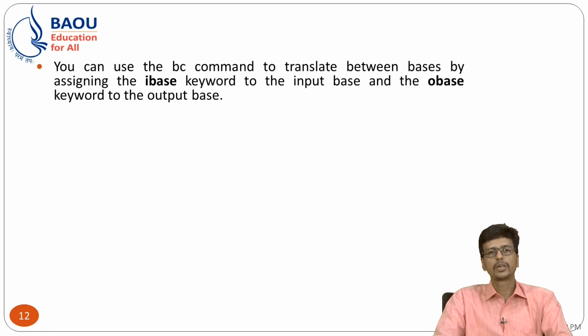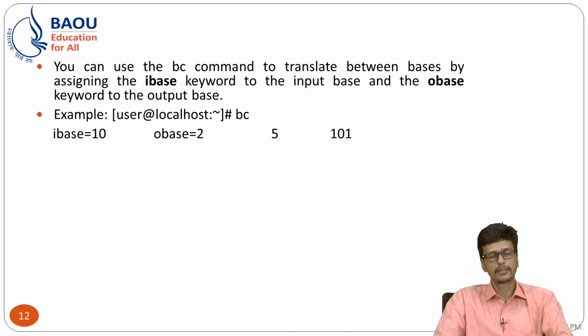Now the user entering the input, in which system, that is represented by ibase. Suppose I am entering the data in the decimal system, then my ibase is 10. Suppose I am entering the data in the binary system, then my ibase is 2, that is for binary. In the same way, suppose I require my output in decimal, then obase equal to 10. Suppose I would like to get the output in binary, in that case the obase is 2.